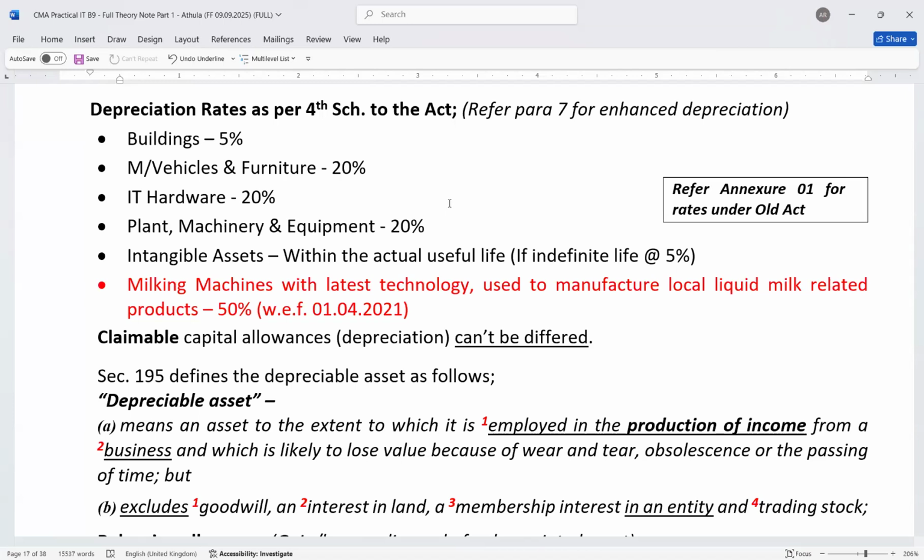Then sophisticated milking machines to promote the dairy industry. They have put in these milking machines with the latest technology used to manufacture local liquid milk related products. With effect from 1st April 2021, you can enjoy the capital allowances at the rate of 50%. That means ultimately we have 3 depreciation rates: 5% on buildings and on intangible assets where lifetime is indefinite, 50% on latest technology milking machines, and 20% on all other depreciable assets.